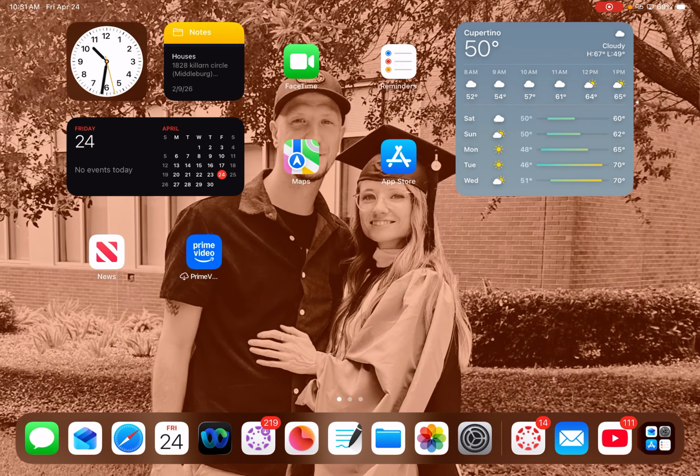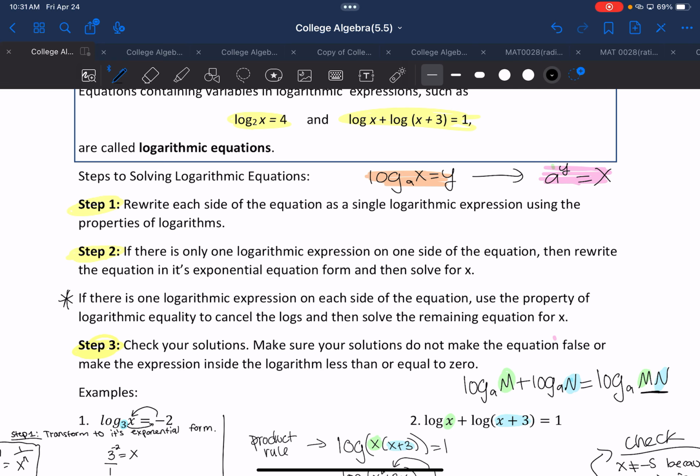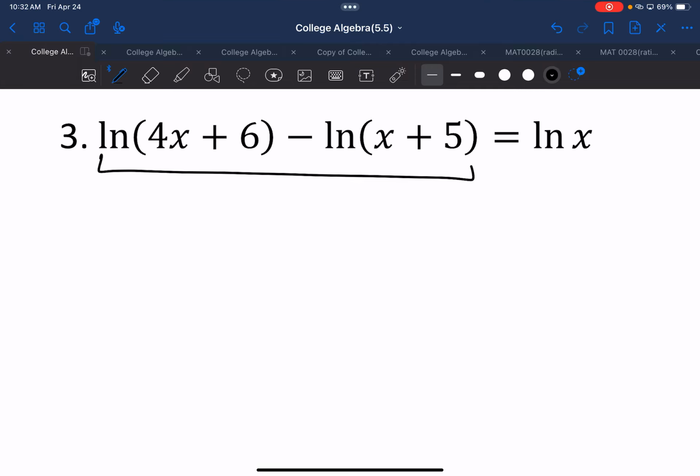All right, number 3. So remember the steps again. So step 1 for these, we're going to rewrite each side of the equation as a single logarithmic expression using the properties of logs. So for number 3, I need to rewrite this left side as one single ln expression. So they are being subtracted. So what rule would that be to combine them into one?